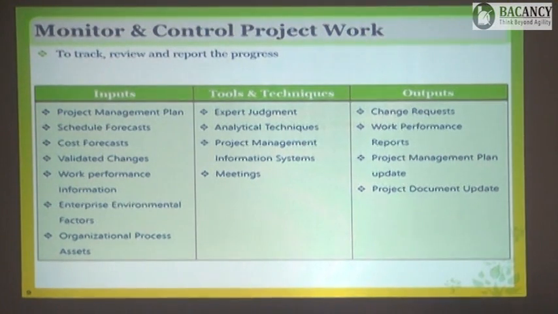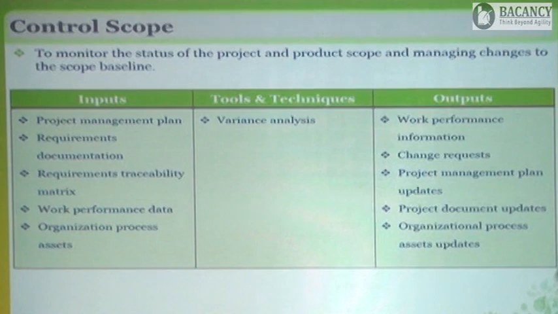Are you able to understand this logical flow? Logical flow is very, very important. So what we need is our PM plan, documentation, traceability matrix, work performance data, and OPA. Everyone knows why we need this. We will do the variance analysis, where we will compare our actuals with what we had planned, and the output will be your WPI, which is the analyzed data, and your change request.